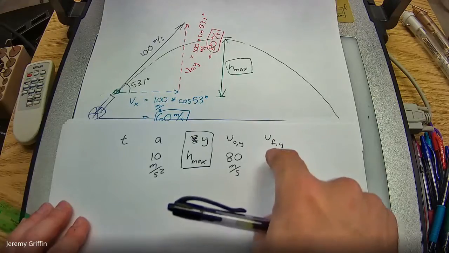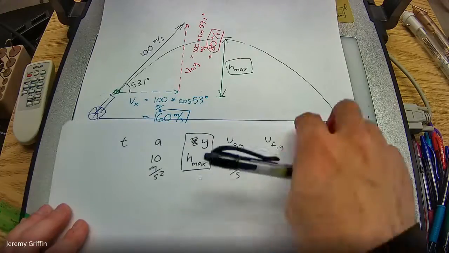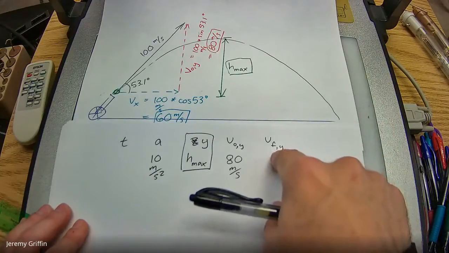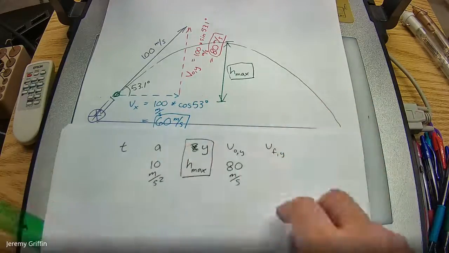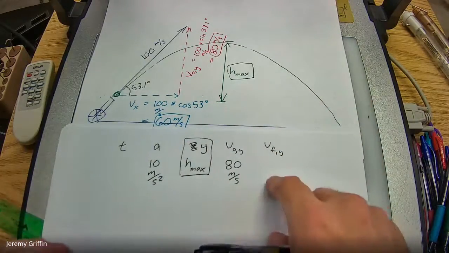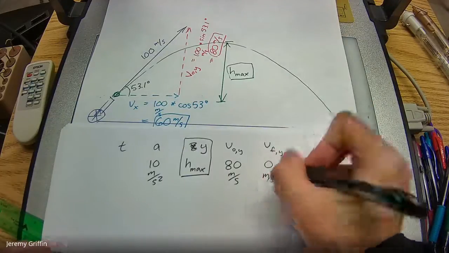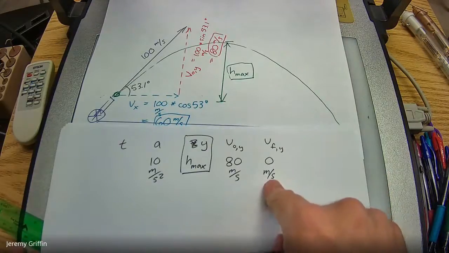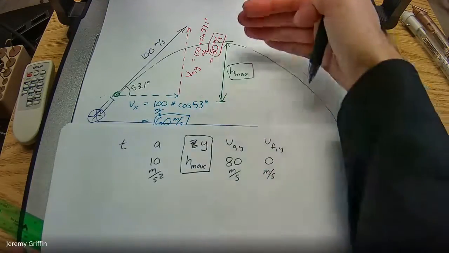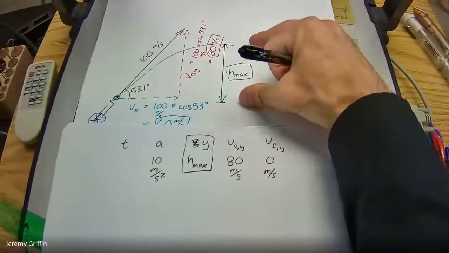What number should go right here? 60 meters per second. Oh, no, it's in the y direction. Yeah, perfect, 0. Carson's saying 0 meters per second. Why 0? Because when it's at the top, we're trying to figure out this H max, right?